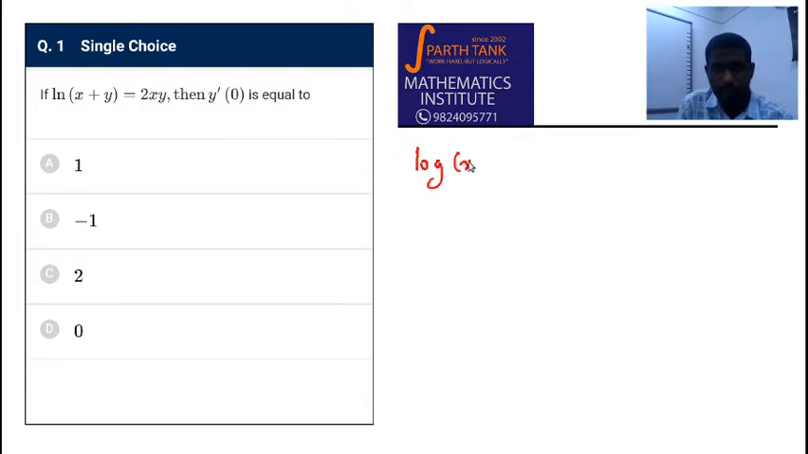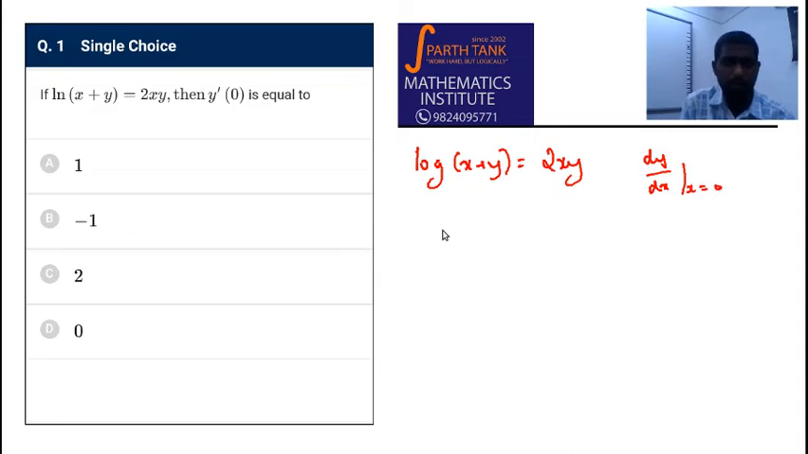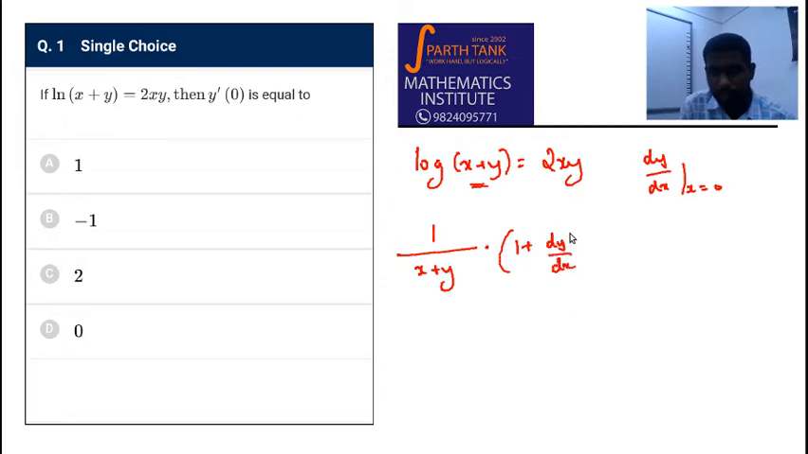You have log of x plus y is equal to 2 times xy. And the question is dy by dx at x is equal to 0. So go ahead and differentiate this straight away. What will this give us? Differentiating the left hand side is 1 by x plus y times, differentiate this term, that would give us 1 plus dy by dx. This would be 2x into dy by dx, plus if you keep 2y constant, you will get dx by dx is 1.